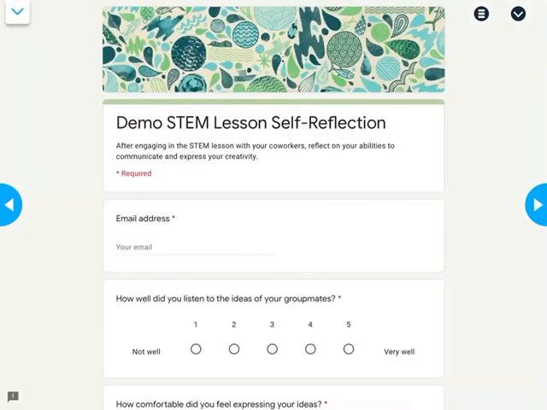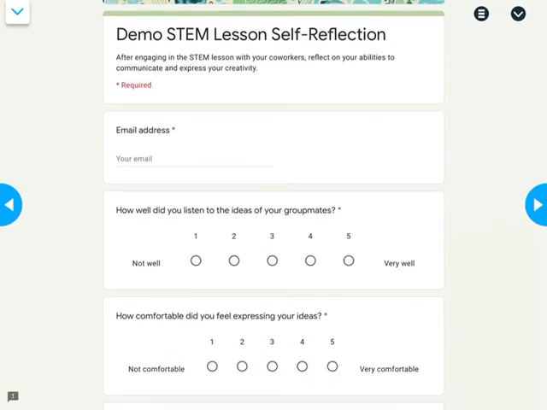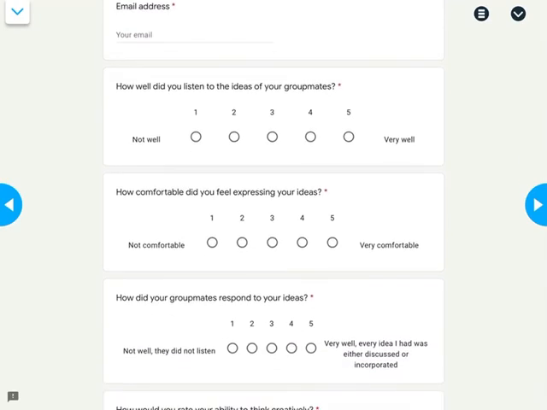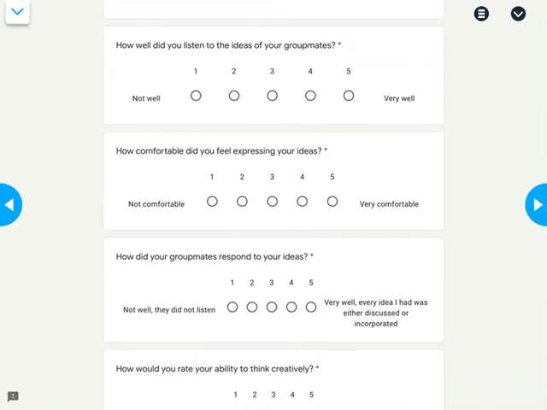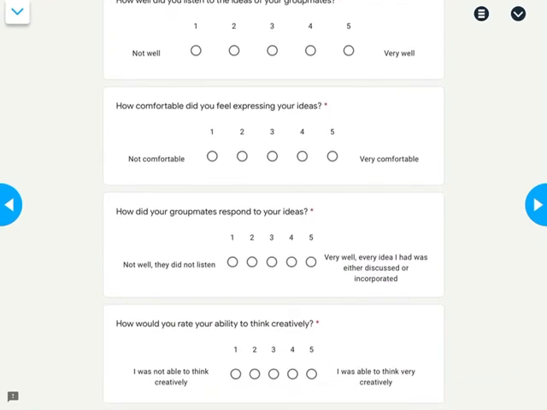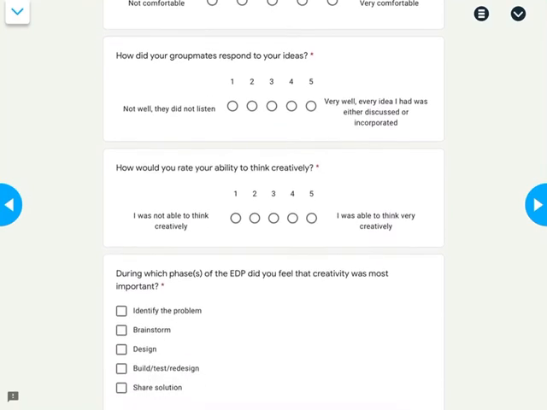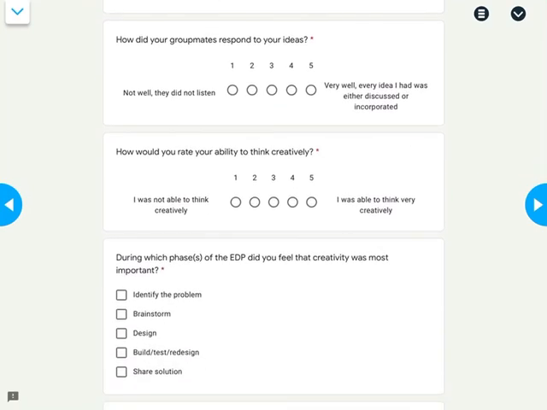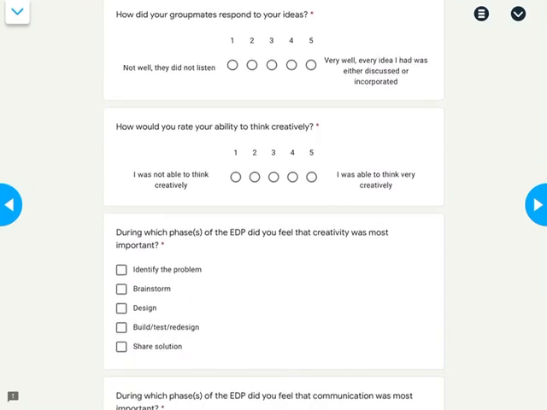After having engaged in that lesson and come up with those questions and revised those questions, teachers would then be required to complete a self-reflection. So they would think back to partaking in that STEM lesson and considering themselves as students. So how well did they listen to the ideas of their group mates? How comfortable did they feel expressing their own ideas? How did their group mates respond to those ideas? And then how would they rate their own ability to think creatively?